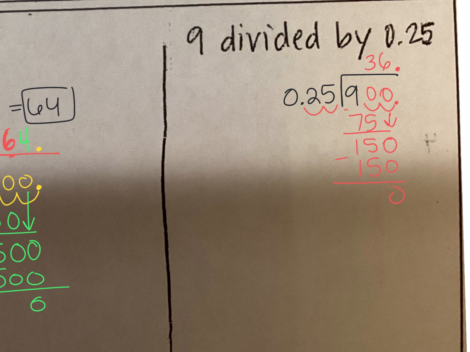So on this, what you're looking at is here I had to change my divisor into a whole number, which means I moved that decimal 2 places to the right. I matched that movement in my dividend.